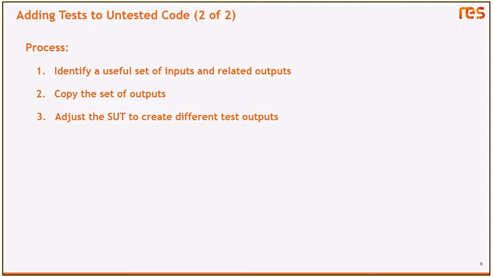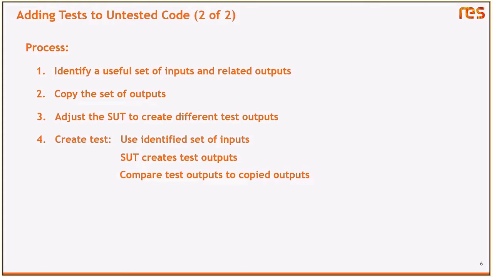Step 3 is to make the minimum changes to the SUT to allow it to create the test outputs in a form that can be compared to the expected outputs. This refactoring needs to be done very carefully, and we'll go through an example of this in a few minutes. Once we've done that, we can then actually create our test, and that test will be passed the identified set of inputs. The SUT will then create some outputs, which we then compare to the expected outputs, and that'll tell us whether the test has actually passed or failed.